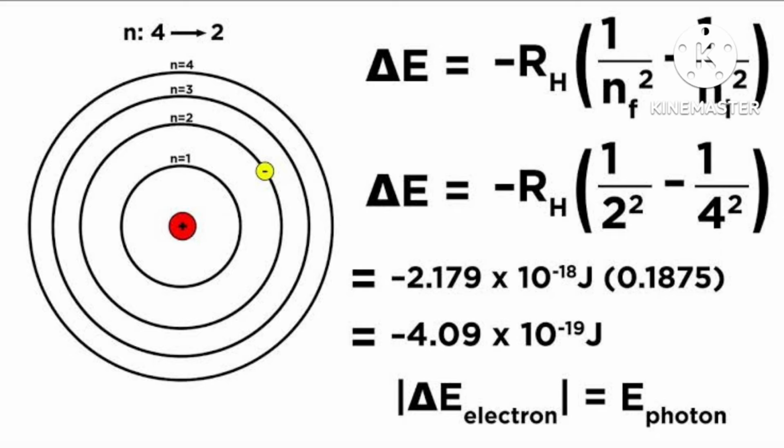Now, next postulate, that is the fourth and last postulate: the angular momentum of an electron in a given stationary state can be expressed in the following equation. What is that? Here, you already know this common term, angular momentum. Simple momentum is m into v, that is the mass into velocity.